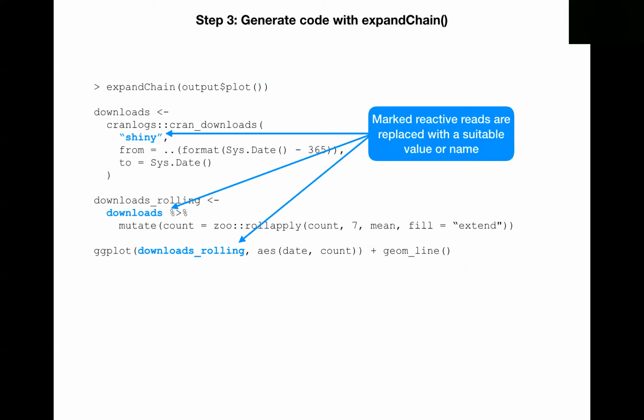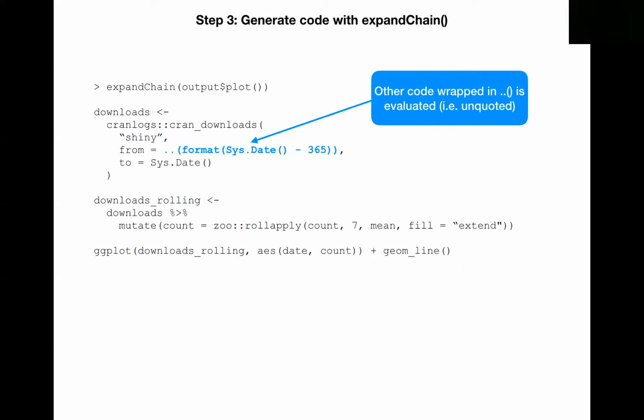Right, so these marked reactive reads are then substituted with a suitable name or value. And then this other dot that's being applied to arbitrary code, not to a reactive read, that code is going to be evaluated. Or another way of saying this is it's going to be unquoted. So that code inside that dot will evaluate to, essentially, the date that I've exported this code.